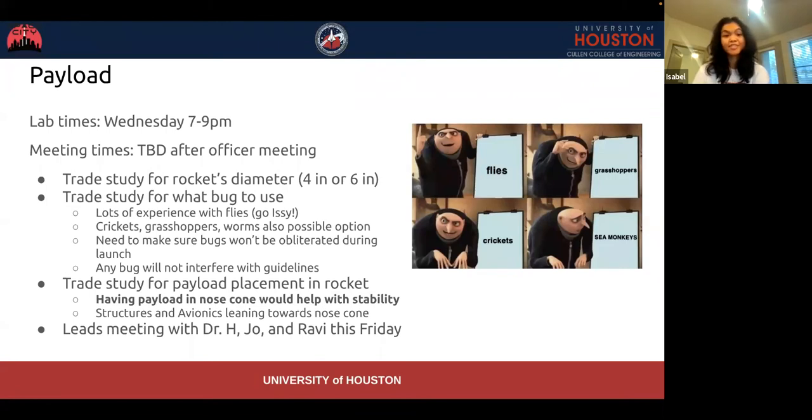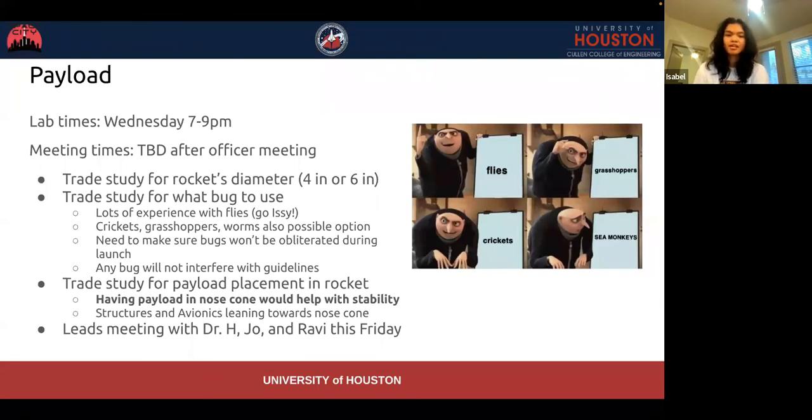We have been assigned 3 trade studies to kick things off, one for the rocket's diameter, which you've heard about. The second one is studying what bug to use. I do have a lot of experience with flies. My wonderful co-lead Kevin did these slides, so go Kevin. And then crickets, grasshoppers, worms are also possible.